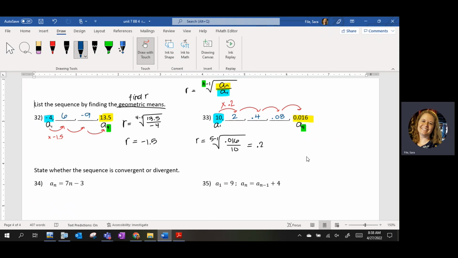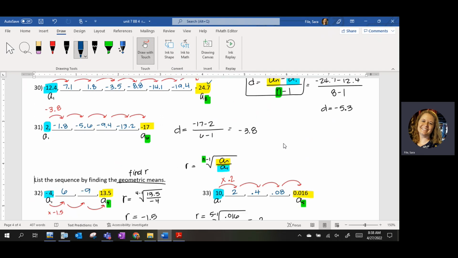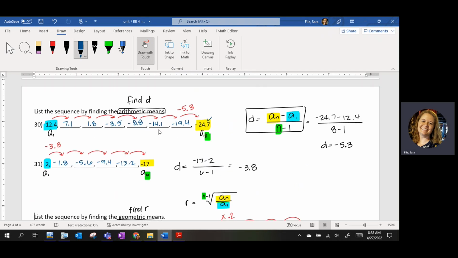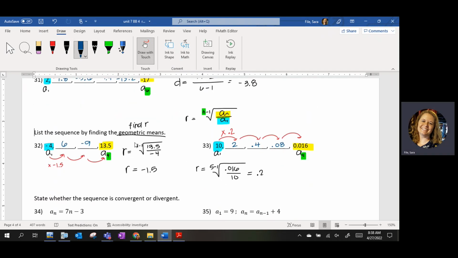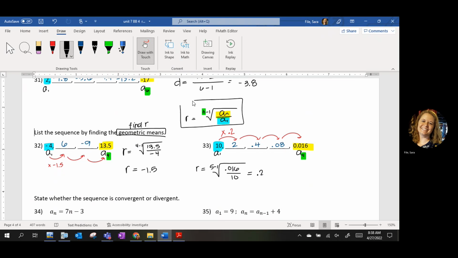Any questions about means? That's arithmetic means, find D and continue the pattern. Geometric means, find R and continue the pattern. Good?